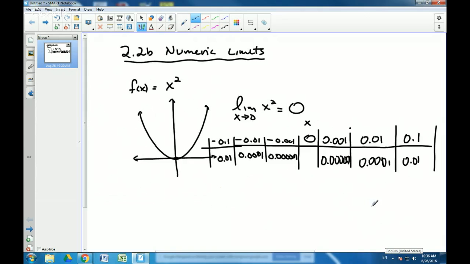This side also goes to 0 as well, right? Okay. So now we can say that our limit is 0, only if both sides go to the same spot.